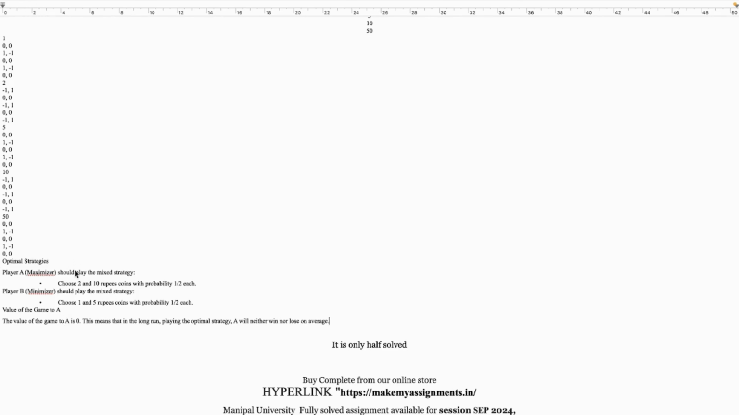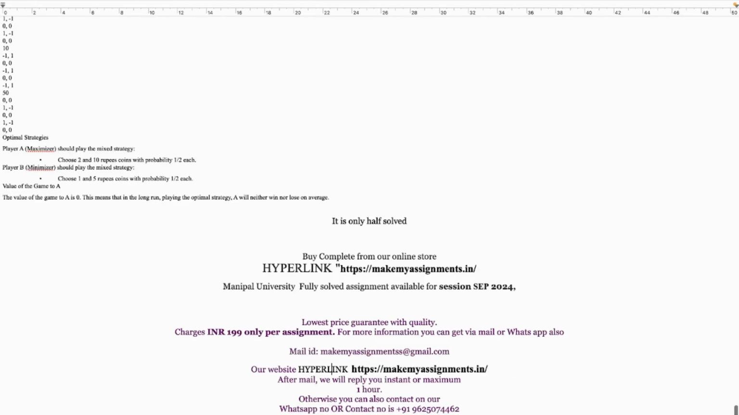Player A, the maximizer, should play the mixed strategy, choosing the 2 and 10 rupees coins with probability 1 by 2 each. And player B, the minimizer, should play the mixed strategy, choosing the 1 and 5 rupees coins with probabilities 1 and 2. The value of the game to A is 0. This means that in the long run, playing this is the optimal strategy. A will never win nor lose on average. As you can see, this is only a half solved assignment.